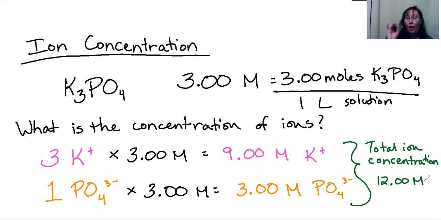Now, if I ask for your concentration of ions, I want all 3 of these values, okay? Unless I specify that I only want 1, you should assume that I'm asking for all 3: the potassium content, the phosphate content, and the total content. So no matter what I'm working with, if I say, what's the concentration of your ions, I am looking for you to tell me the concentration of the ions individually and the total ion concentration.